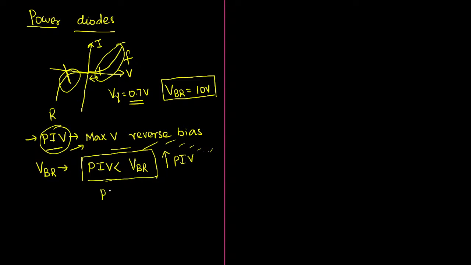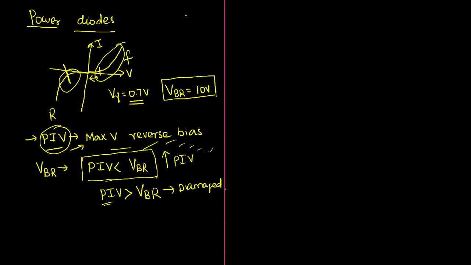It will not get damaged. Suppose the amount of voltage that you are trying to apply in the reverse bias across the diode, that is called peak inverse voltage. If that voltage level is greater than the specified breakdown voltage, then what will happen? The diode will get damaged. Okay. Yes, that is one more thing.